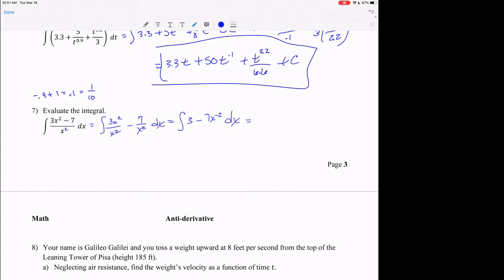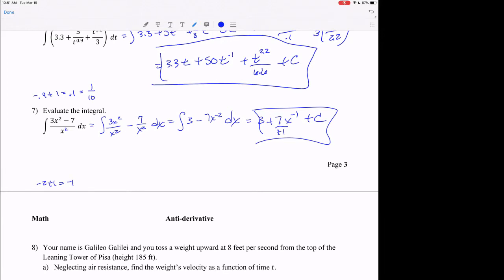So that equals, we have negative 2 plus 1 is negative 1. So this is 3x minus 7x to the negative 1 over negative 1, which makes this a plus c. Right, because this would be over negative 1. That was a minus sign, so that changes both of those to a positive sign. And that would be your answer. Okay?